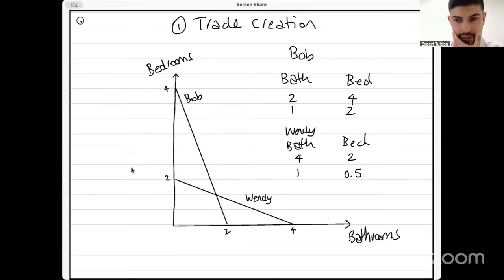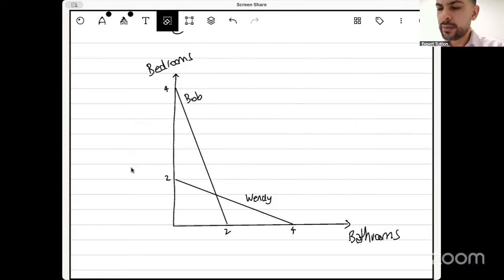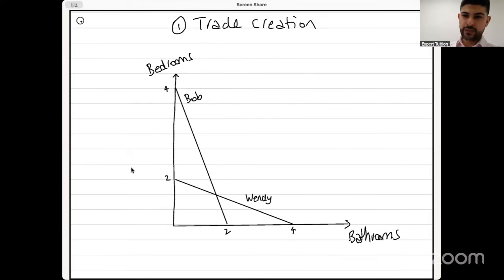Who has a comparative advantage when it comes to bathrooms? Clearly Wendy. Because for Wendy, she gives up fewer bedrooms for every one bathroom that she makes, yeah? Right. This is why it's important to understand what comparative advantage shows. And I'm going to show you guys a past paper question. We'll do it together, yeah? So, how about these numbers, yeah? Now, obviously, we could have just eyeballed this and said, look, clearly, Wendy should specialize in making bathrooms and Bob should specialize in making bedrooms, yeah?